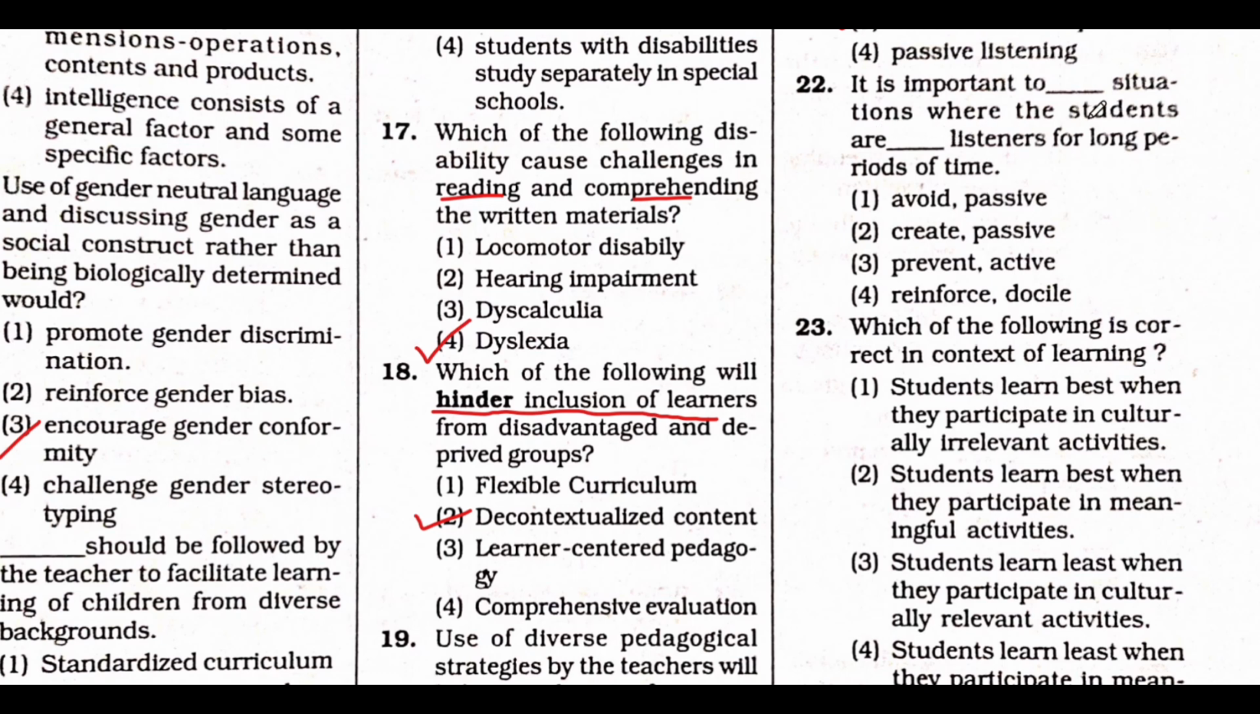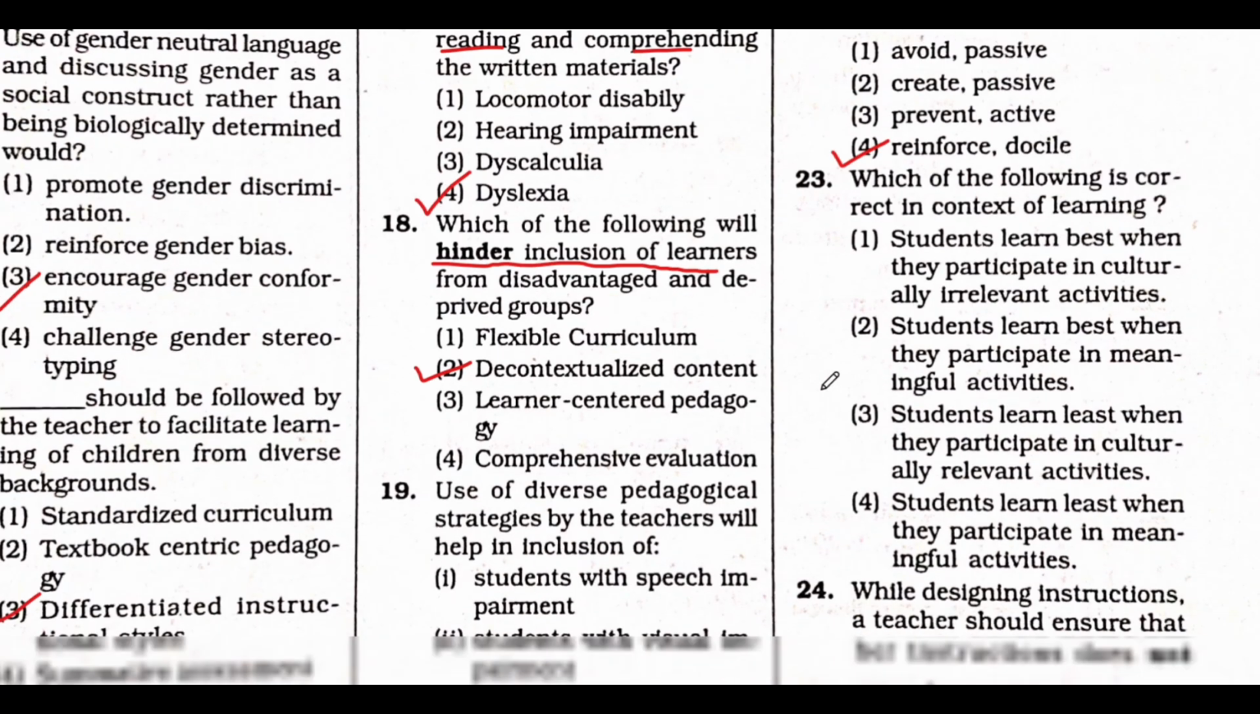Now question number 22. It is important to blank situations where the students are blank listeners for a long period of time. It is important to avoid situations where the students are what? Listeners for long. All right. So it is important to what? It is important to reinforce situations where the students are docile listeners for a long period of time. So your correct answer here is option number 4. All right, let's go to the next question now.